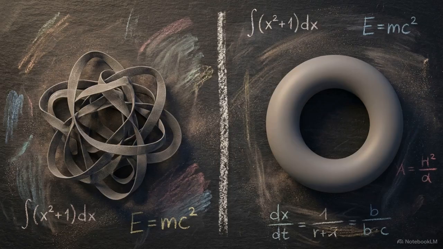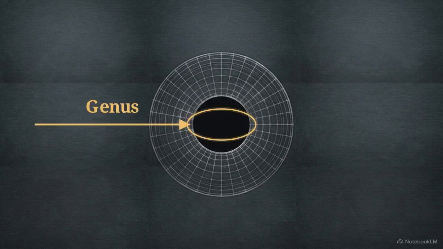Topology provides a rigorous structural understanding of shape. The classification theorem proves definitively that every compact surface is strictly determined by its genus and its orientability.